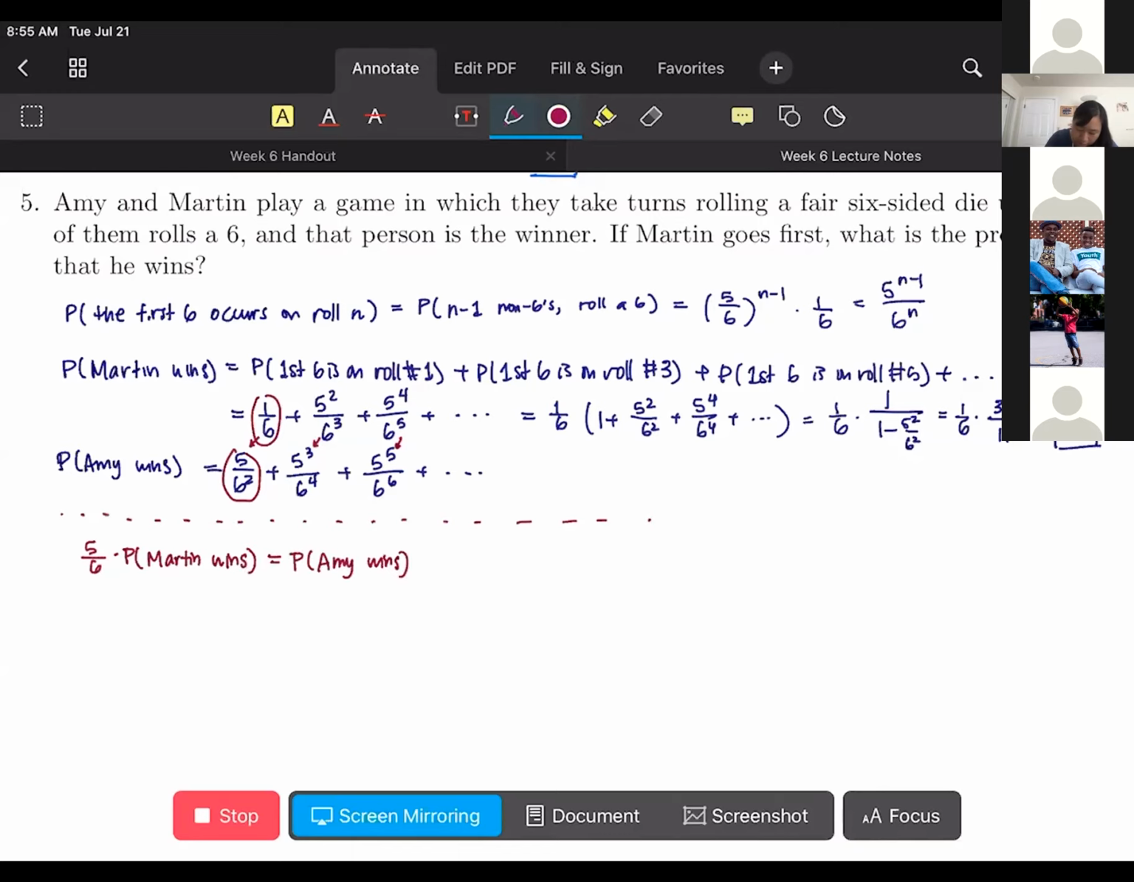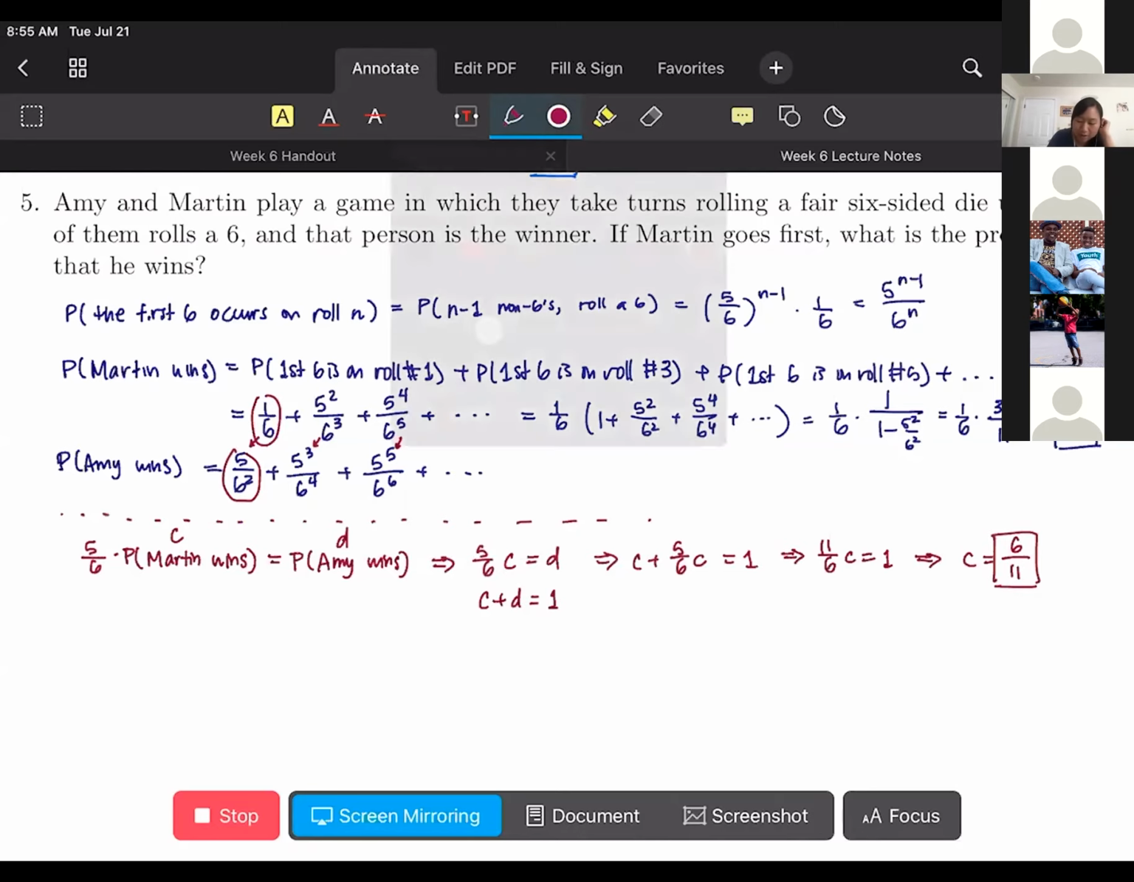And if we call the probability that Martin wins C and the probability that Amy wins D, then we have 5/6 C equals D, and also C plus D equals 1. So remember, we want to solve for C. So we have 5/6 C plus C equals 1. So 11/6 C equals 1. So C equals 6/11. So this is another way we can figure out the value.